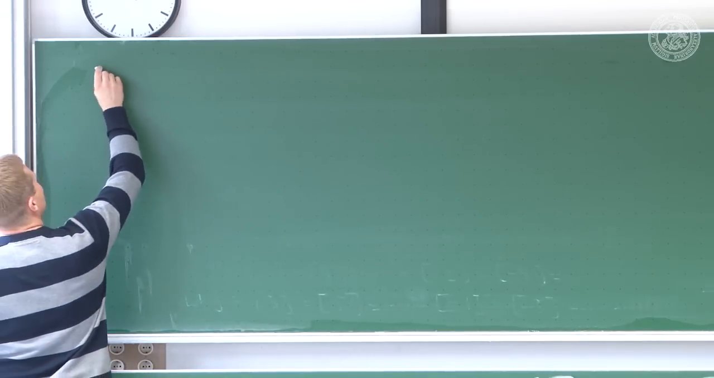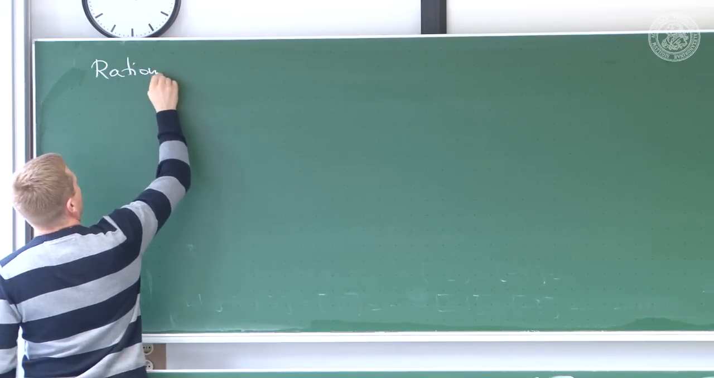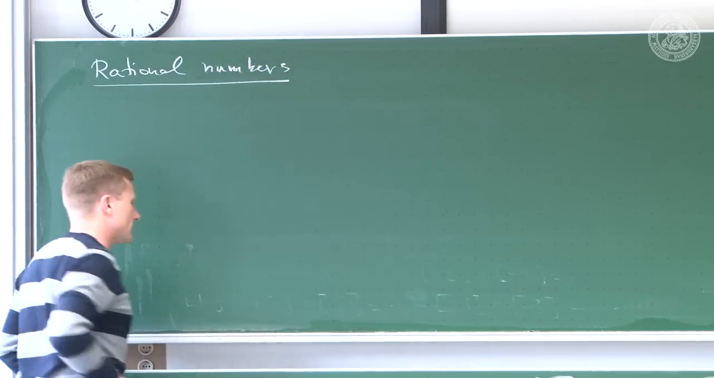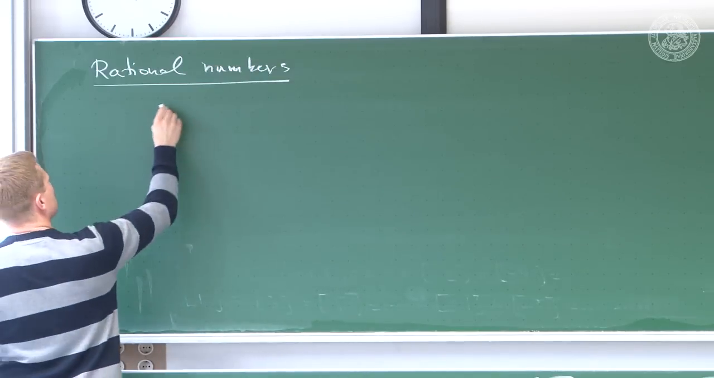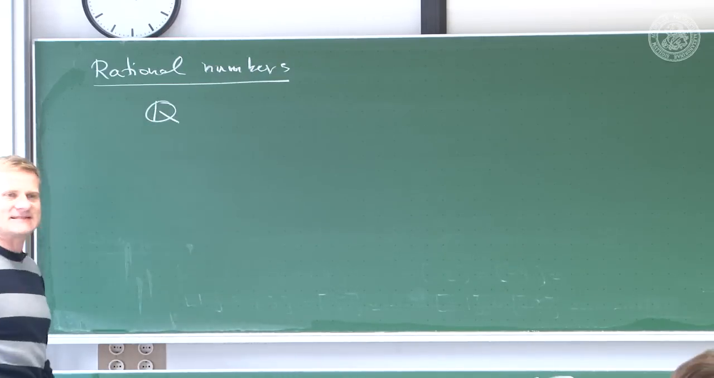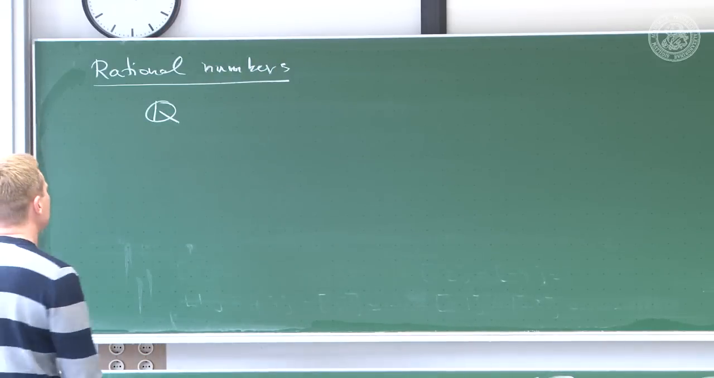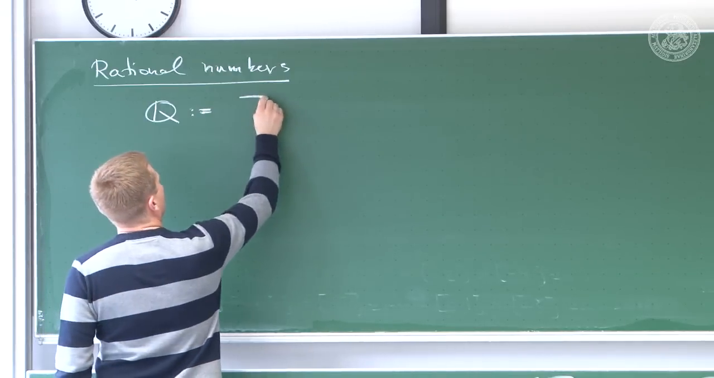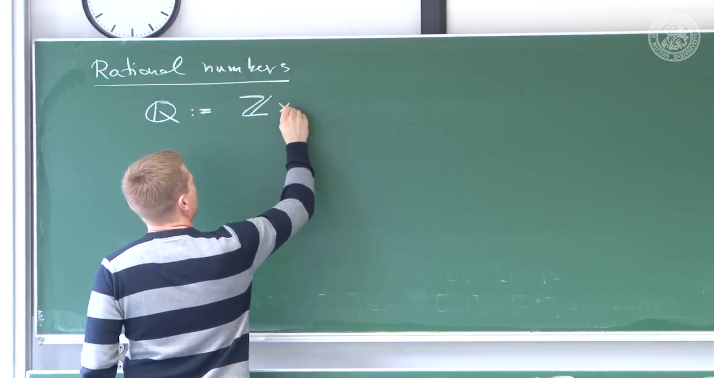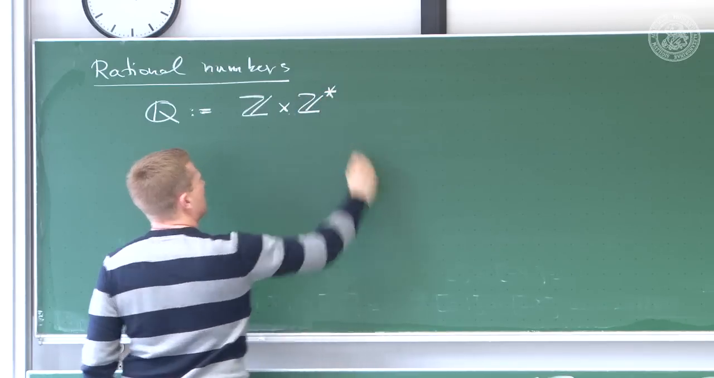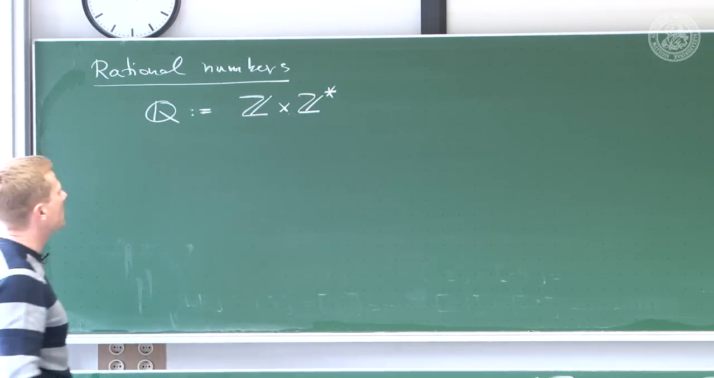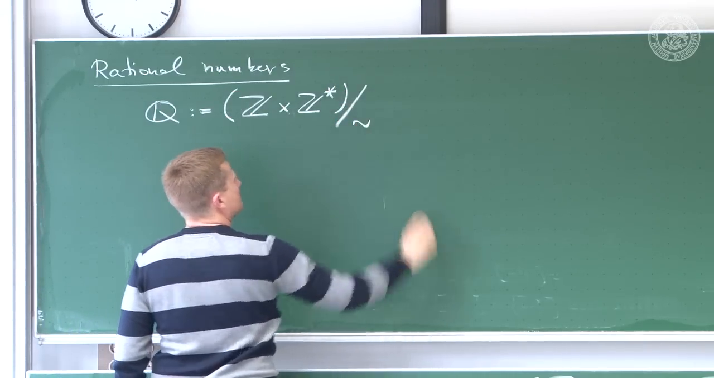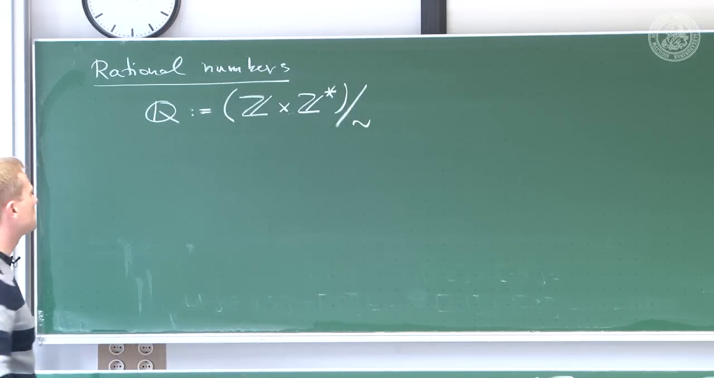Okay, integers. So rational numbers. That works similarly. So first of all, we have to define them as a set. And once we have the set, we can define the operation. And the rational numbers are given by the Cartesian product of Z with Z star, so of the second member in the pair, I take off the 0. Again, modulo some suitable equivalence relation.